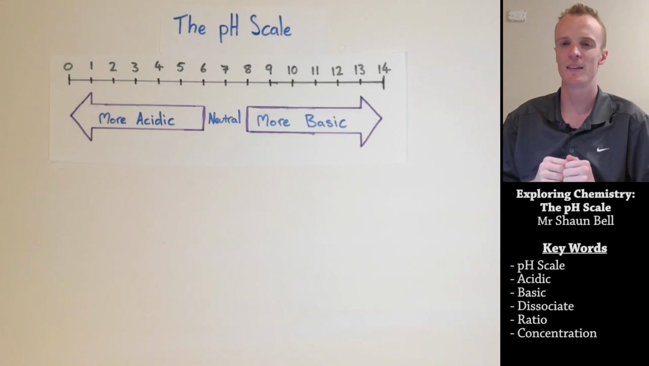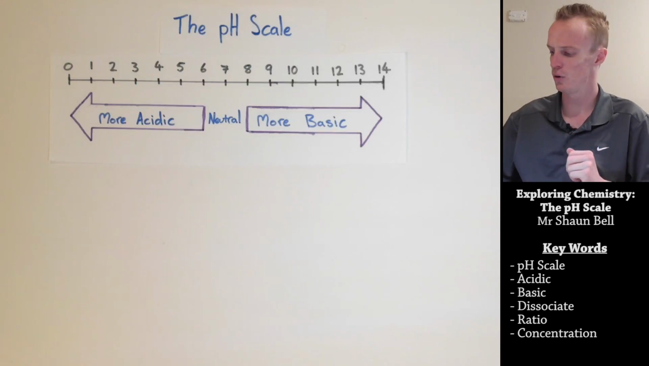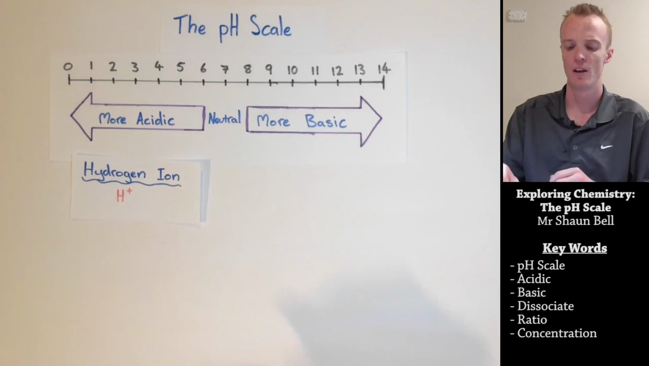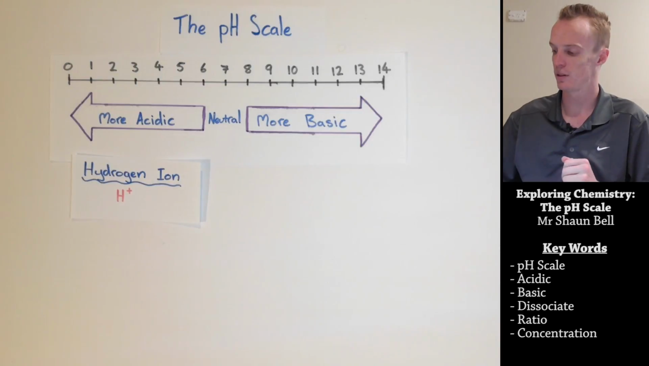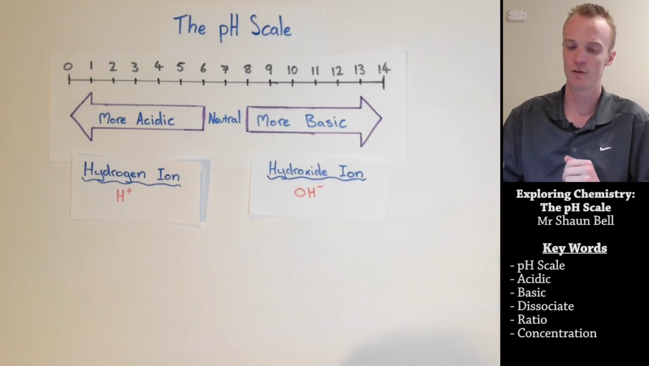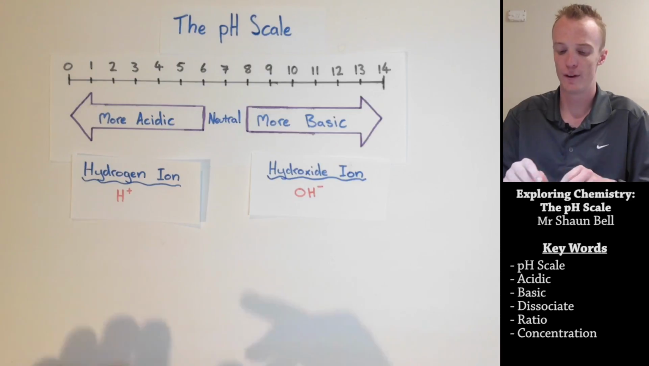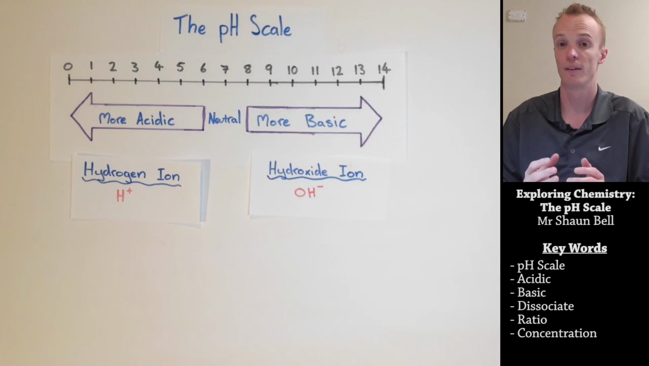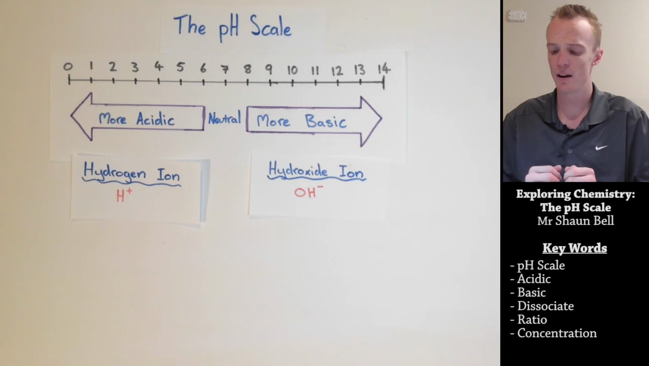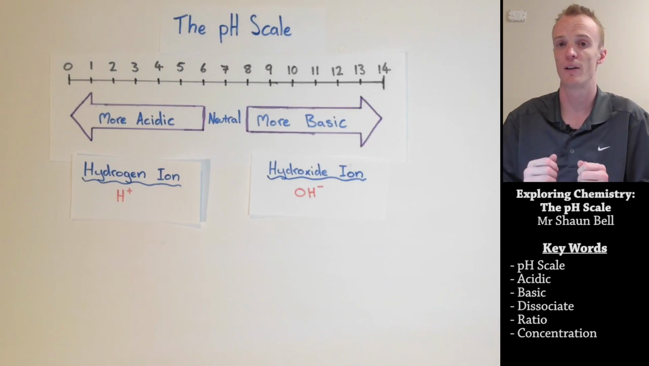Well, to help understand that, we need to consider two very important ions. The hydrogen ion, which is a positively charged ion, and the hydroxide ion, which is a negatively charged ion. Now, the pH scale is simply a measurement of the ratio of the number of hydrogen ions that are present in a solution in comparison to the number of hydroxide ions that are present in the solution.